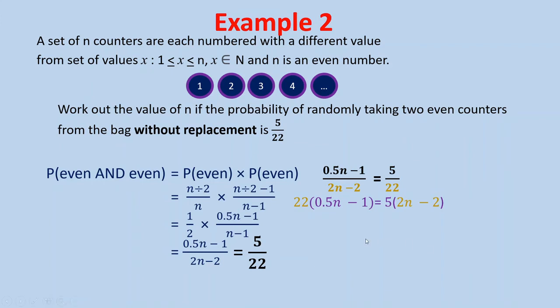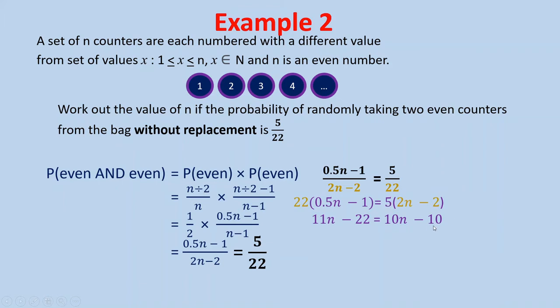Expanding that out, we'll do 22 times 0.5n, that's half of 22, 11n. And 22 times negative 1 is negative 22. Then we've got 5 times 2n, 5 times 2 is 10, so 10n. And then 5 times negative 2 is negative 10.